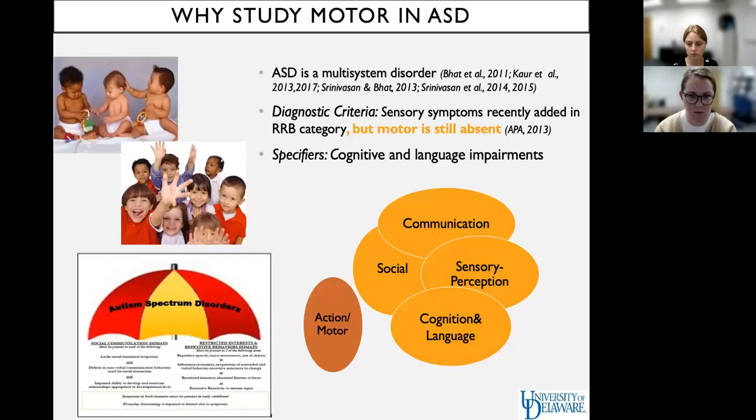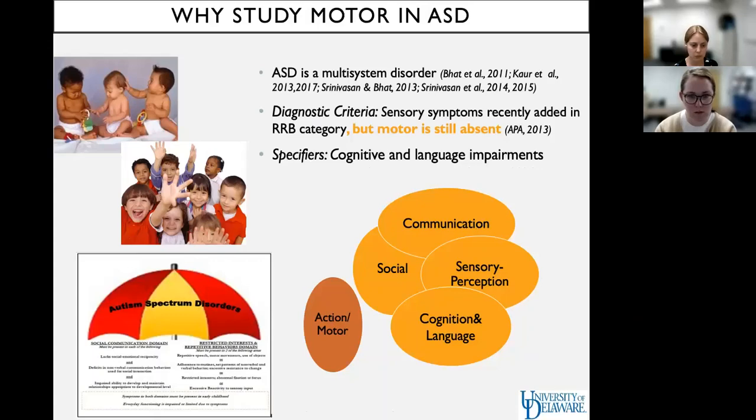So why study motor in ASD? As I said, I'm preaching to the choir. You know that ASD is a multi-system disorder, but when you look at the definition of ASD within the DSM, it is couched as a social impairment. And only recently were sensory symptoms added to the repetitive behavior category of the definition of ASD. And motor is still absent.